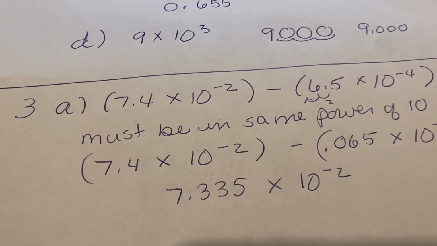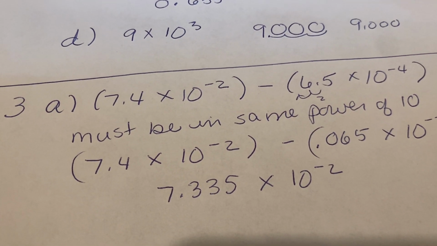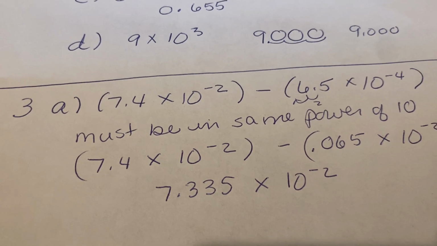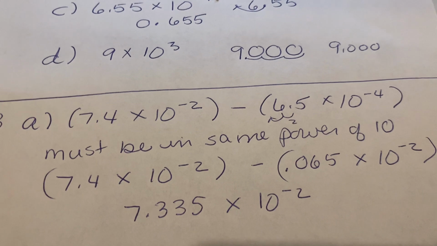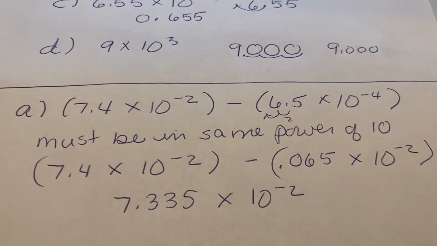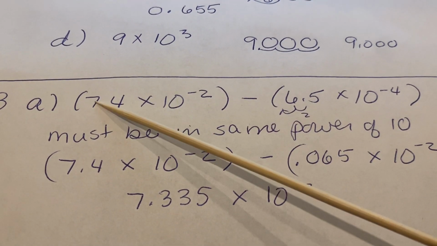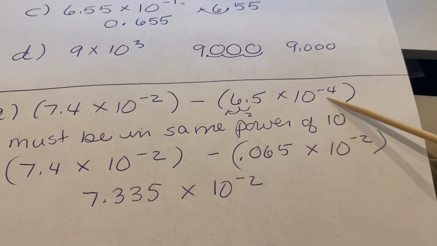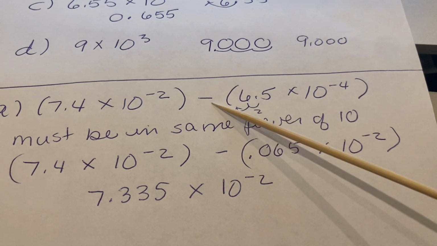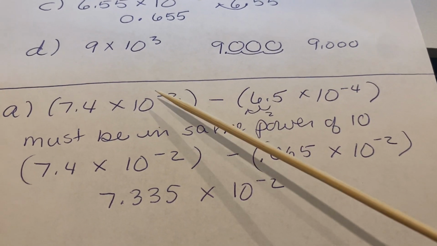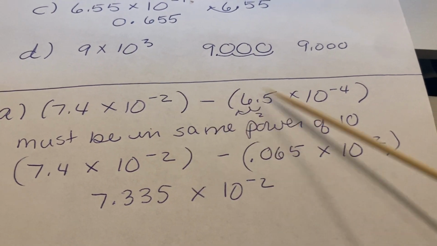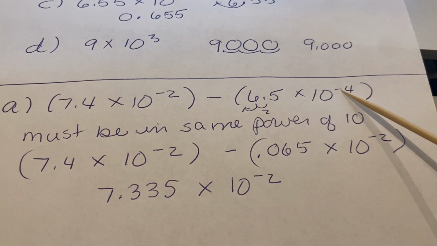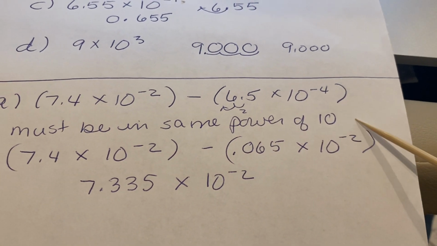So let's go on to number 3. Perform the following calculation expressing your answers in scientific notation. So this is 3A. This looks like it's going to be complicated, but it's not. So we have these numbers here, 7.4 times 10 to the negative 2, 6.5 times 10 to the negative 4. Okay, there's a subtraction here. Right away, you know, you cannot do this because you have to change these both to the same power. They both have to be either a negative 2 or a negative 4 power. So they must be in the same power of 10.